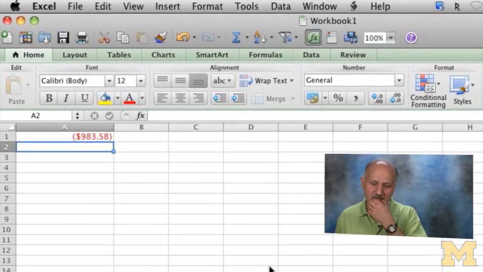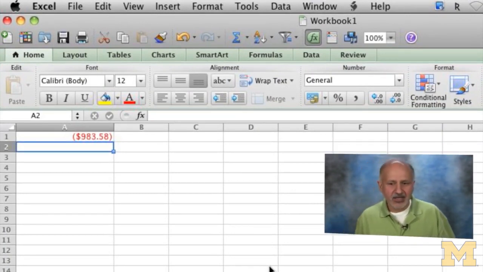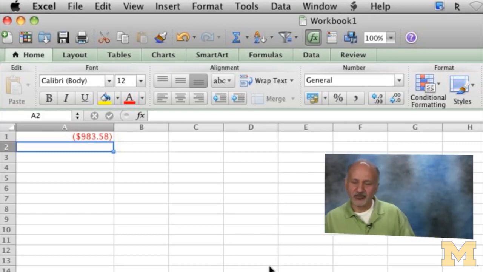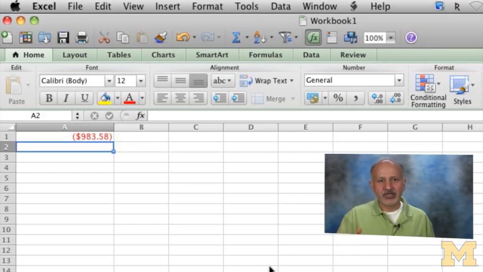Why is the number in red? Why is it negative? Now think about it. This is actually a pretty cool thing. Excel has been set up to make you realize that if you put in a 500 plus today, it has to be negative in the future.